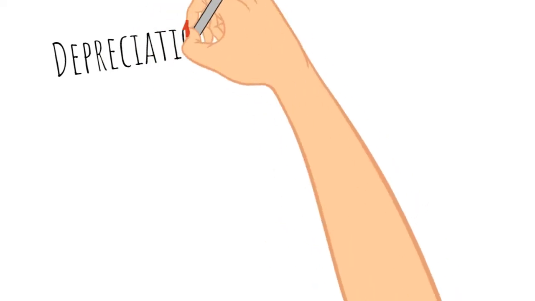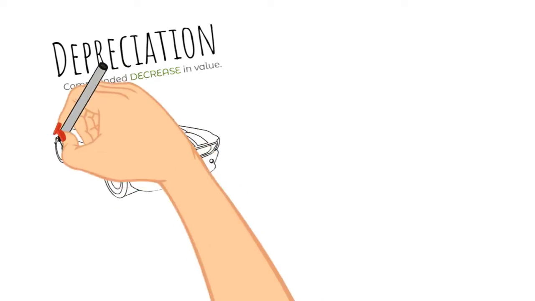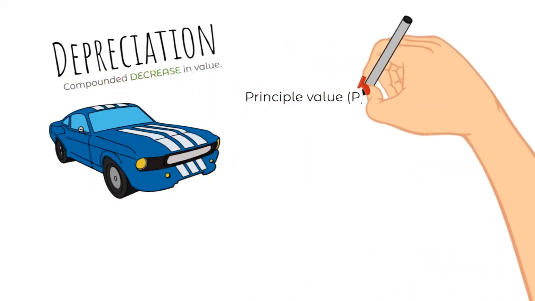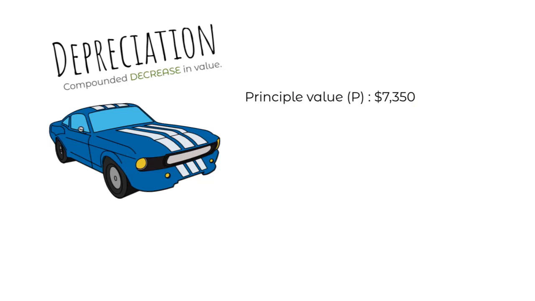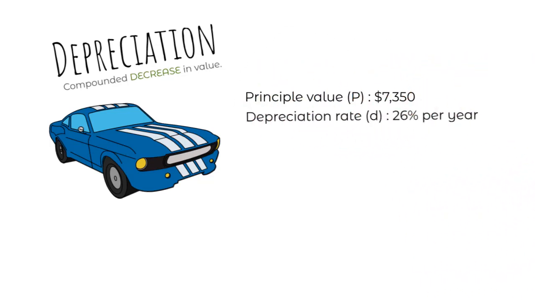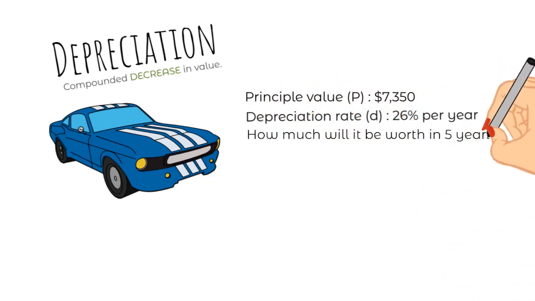What about depreciation? Well, it's very, very similar, but it's a compounded decrease in value over time. A car is a great example of this. Cars go down in value over time. So let's take a car with a principal value of $7,350. And the depreciation rate, D, let's call it, is 26% per year. How much will this car be worth in 5 years?